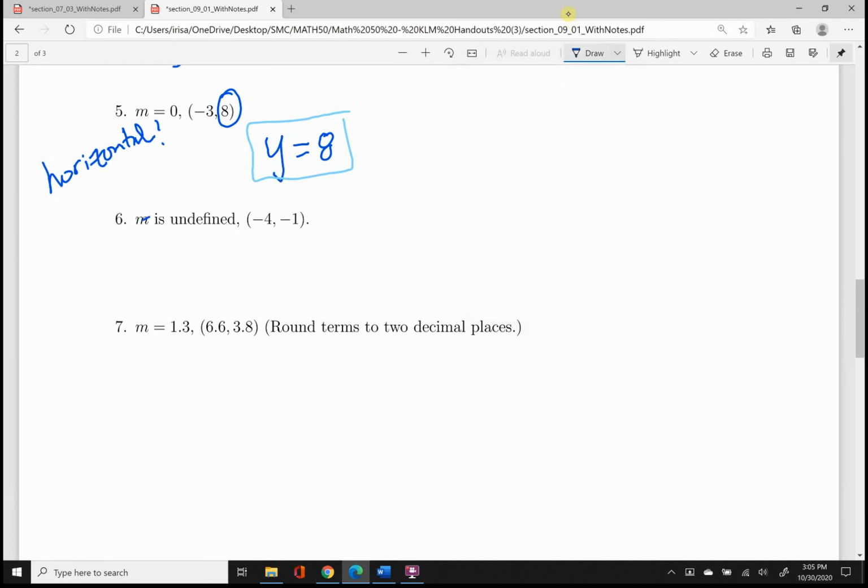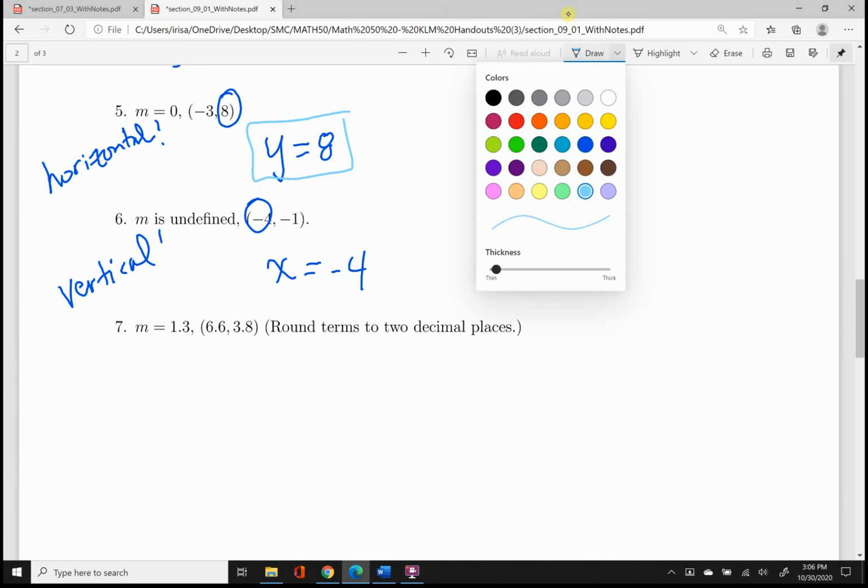All right. Similarly, what's going on with number 6? Well, we have that m is undefined. I did not mean to make that mark right there. Let me erase that. M is undefined means that we have a vertical line. All lines that have undefined slopes are vertical, and they come in the form of x equals some number. What number? The x value of the ordered pair, so -4. Bing, bang, boom, you're done with that one.